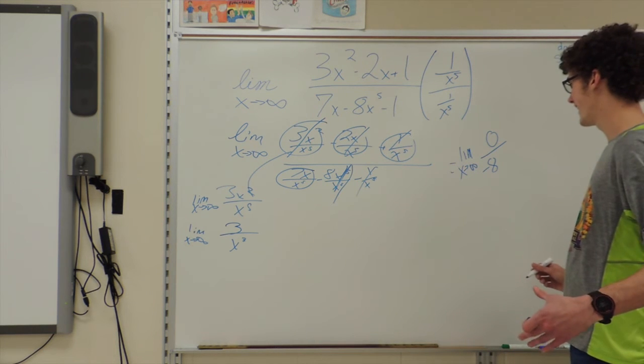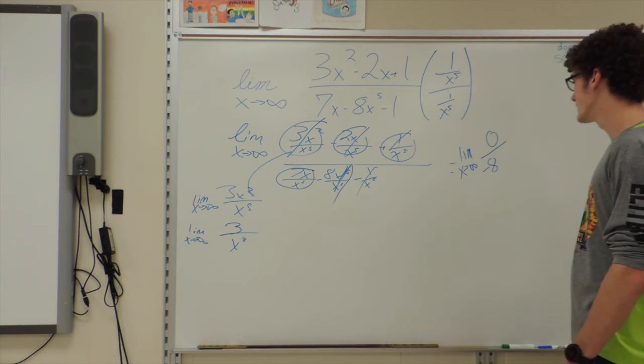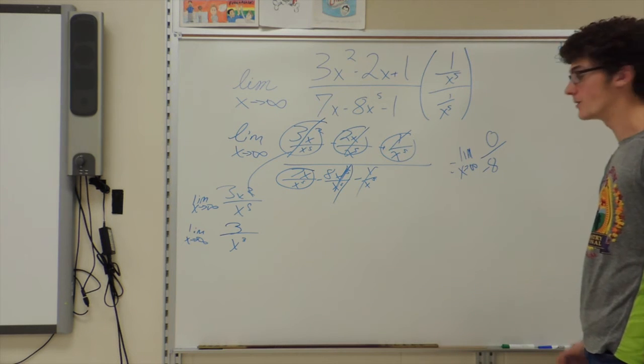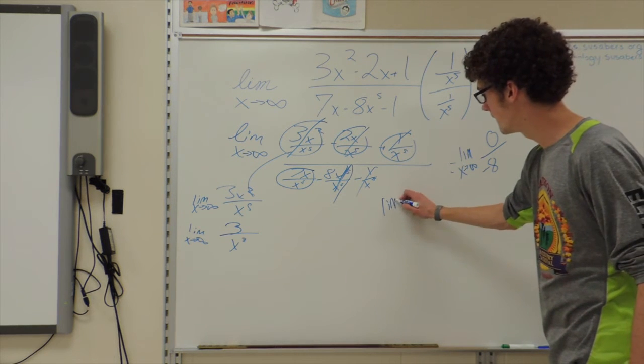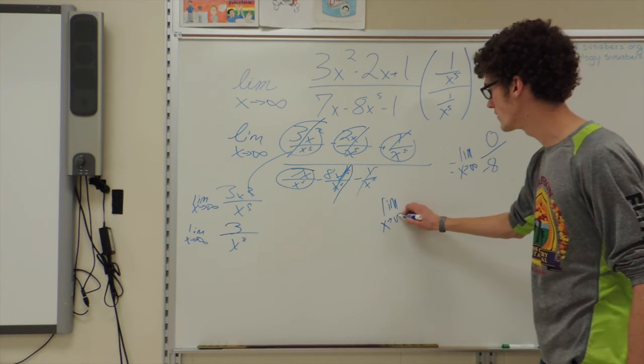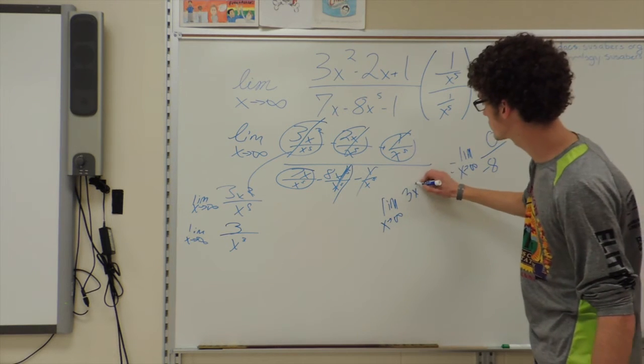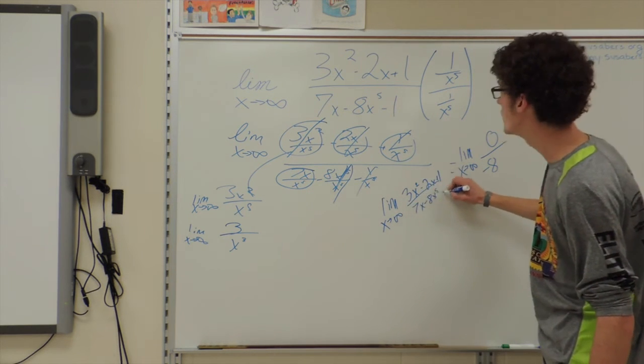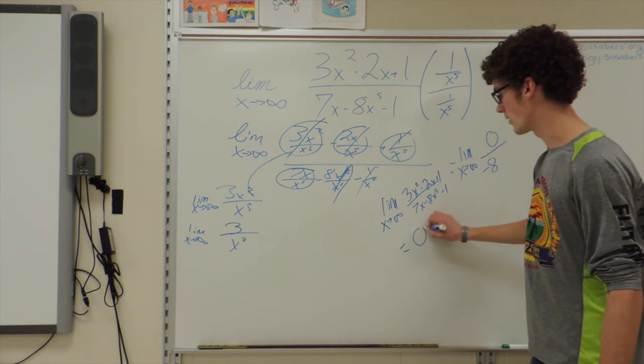Well, that's just going to be 0, because if you have 0 on the top, it's just going to equal 0. So the limit as x approaches infinity of the function is going to equal 0.